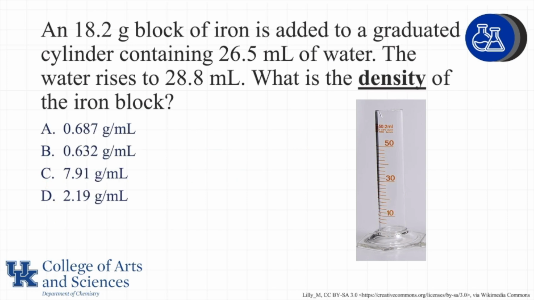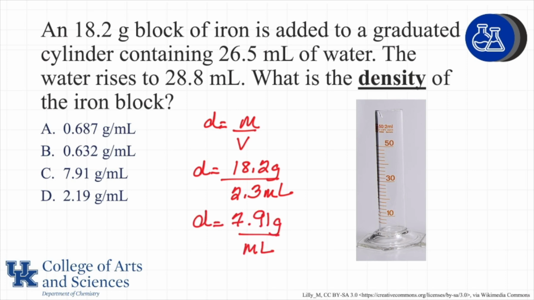Same sample. We've already determined what the volume of that block is because we determined that by displacement. Now, what is the density of the iron block? Again, we know that density equals mass over volume. We plug in our mass that was given, the 18.2 grams, the volume we calculated on the previous problem, 2.3 milliliters, and then we can solve for the density of 7.91 grams per milliliter. So we have C as our answer.